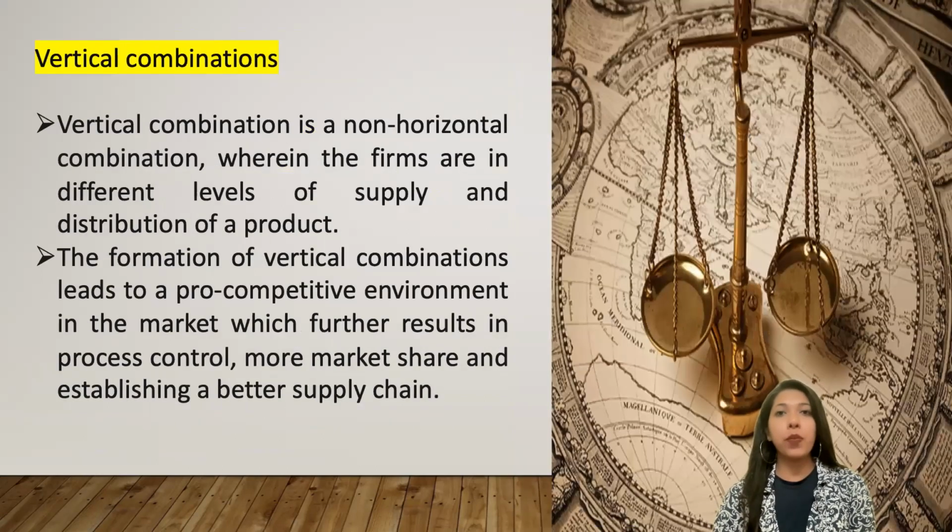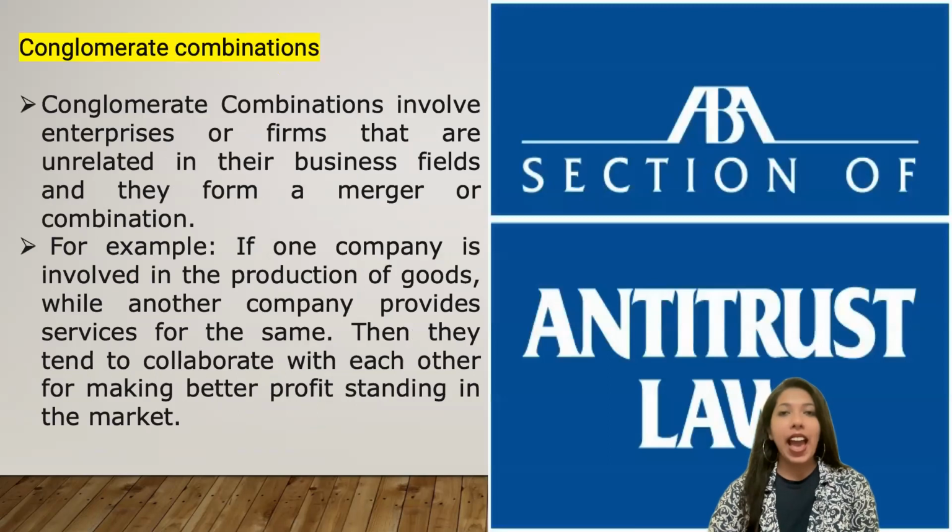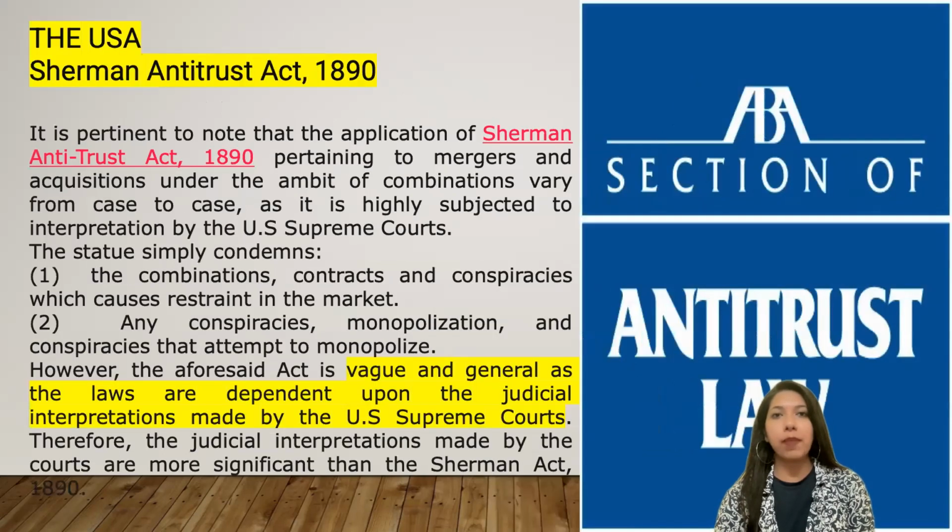Next is vertical combination, which mainly happens where the firms are at different levels of supply and distribution of the product, like wholesalers and retailers, different levels of the supply chain. The formation of vertical combination leads to a pro-competitive environment in the market. The third one is conglomerate combination, which involves enterprises or firms that are unrelated in their business fields. They are not related to each other, and they form a merger or combination. A simple example is that one company is involved in the production of goods while another company provides services. So there can be a combination in such categories too. These are the three different types of combination.